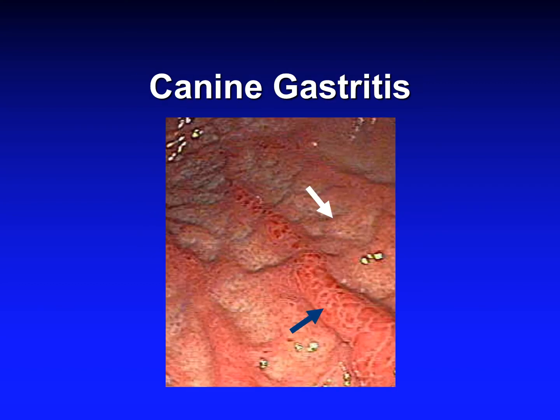You've seen this endoscopic picture before. This is a canine gastritis case. The upper arrow points at the normal tissue, whereas the lower arrow points at the inflamed tissue. This is one of the important cases in the stomach that we need to pay close attention to in diagnosing and the treatment of this case.